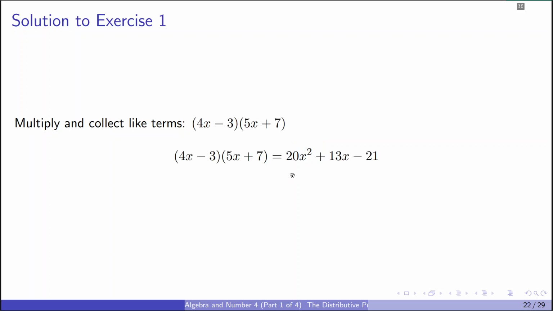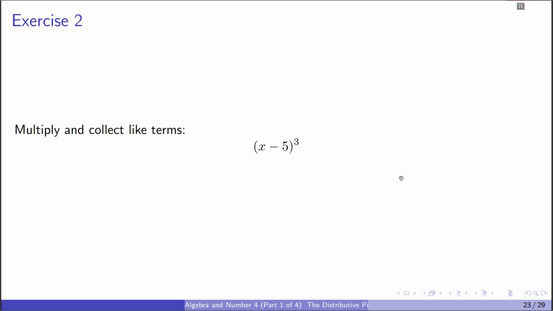When you've multiplied and collected like terms, you should get 20x squared. That's the 4x times 5x. A 13x from negative 15x on the inside, and a positive 28x on the outside. And negative 3 times 7 is a negative 21.